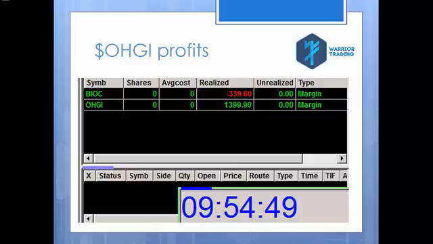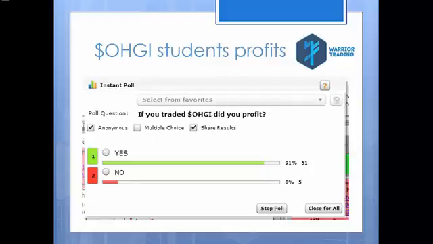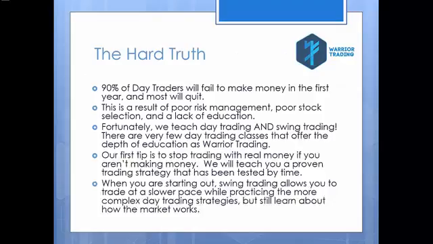So we asked our students on this trade who was profitable. And we found that 91% of our students in the room on that day that traded this stock made money on it. That's incredible. 91% of the traders in our room made money on this stock. But the reality is 90% of day traders who try to trade will fail. They're going to lose their money in their first year and they'll quit.